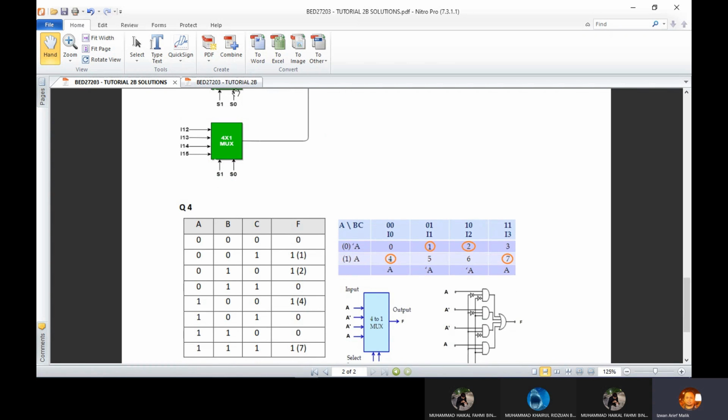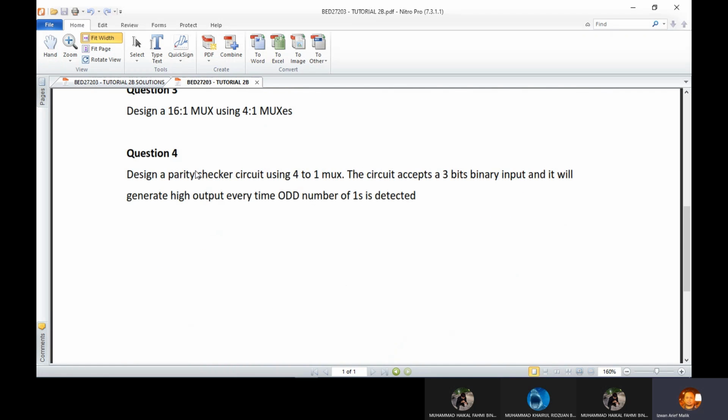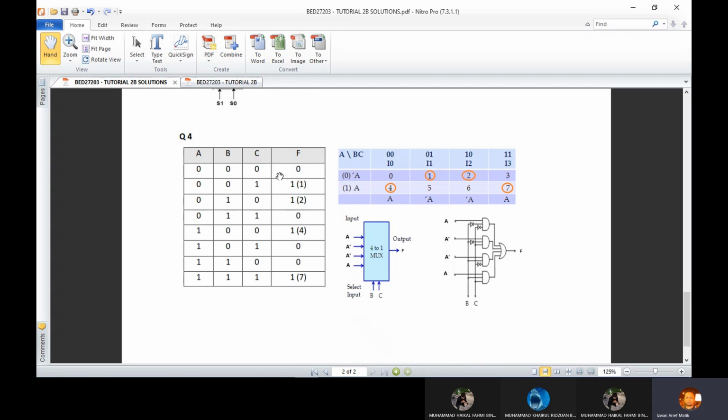Okay. Right, and then number 4, last question. Design a parity checker circuit using 4 to 1 mux where the circuit accepts 3 bits binary input and it will generate high output every time an odd number of ones is detected. Okay, so the keyword here is odd number of ones. It means the number of ones in the input is odd. So we make the table. This is already in my notes, so you may refer to the solution as well. If you don't understand, please let me know.